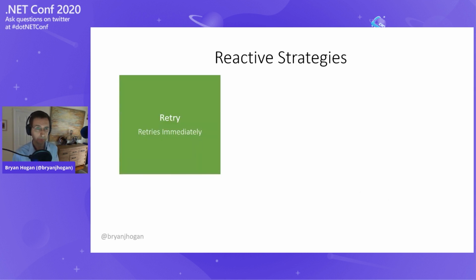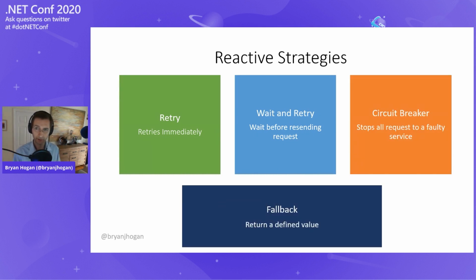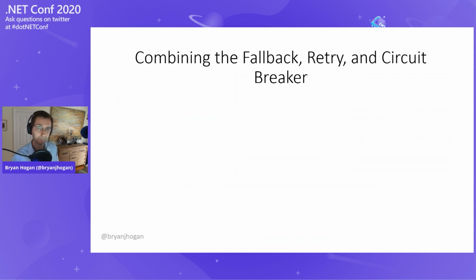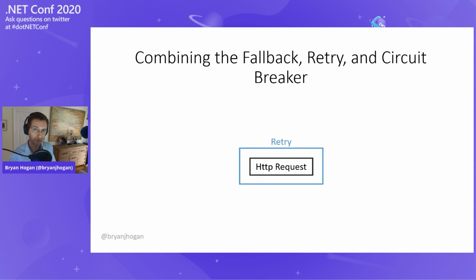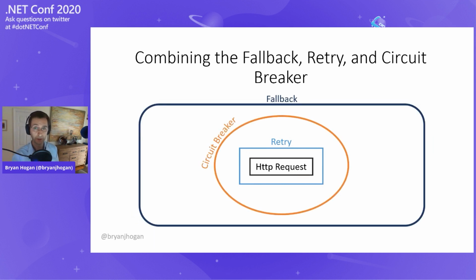Quick recap. The reactive strategies were retry, wait and retry, circuit breaker, and fallback. They respond to something that has already happened and try to help you recover from a problem. I mentioned that you can wrap requests, wrap policies. If you've got a HTTP request protected by a retry policy, around that you can have a circuit breaker policy, and around that you can have a fallback. So there's nothing to stop you from nesting policies within each other to any degree you want.